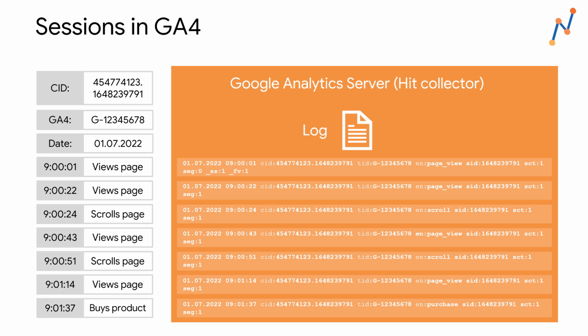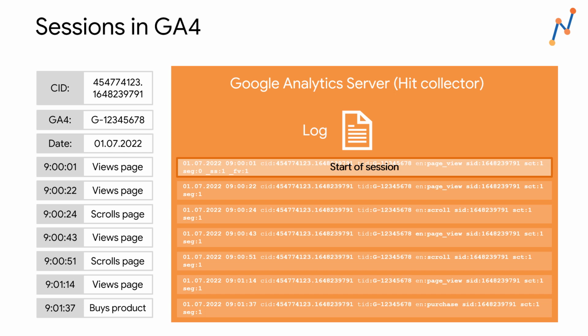So what you now know is that since the parameter _FV is set to 1, this is also the first time the user visits the website. In addition, the parameter _SS is set to 1, which marks this line to be the start of the session. One big advantage of GA4 is now that unlike in Universal Analytics, neither a change of date nor a change of source or medium will start a new session.